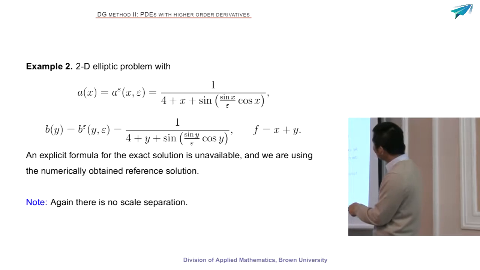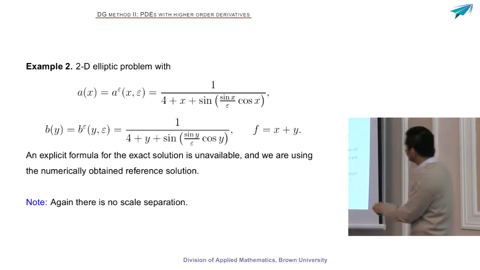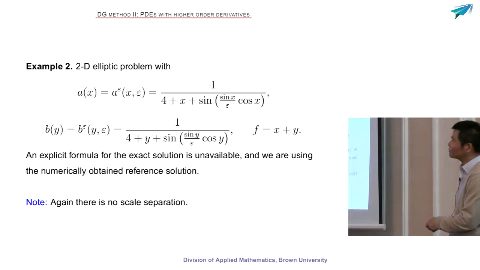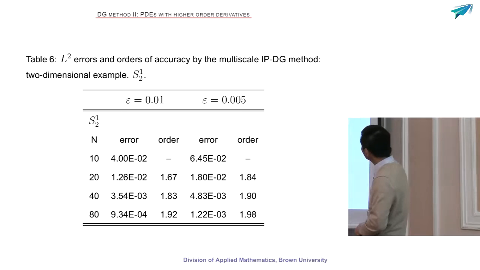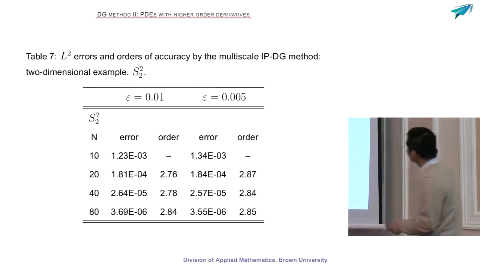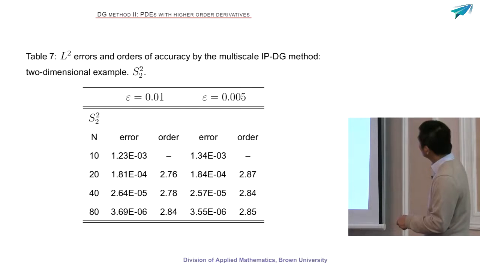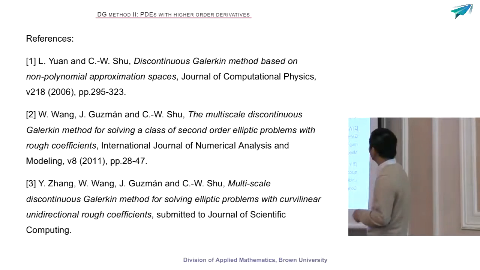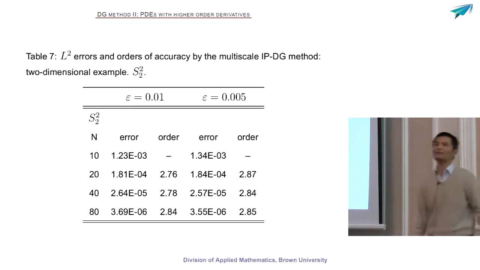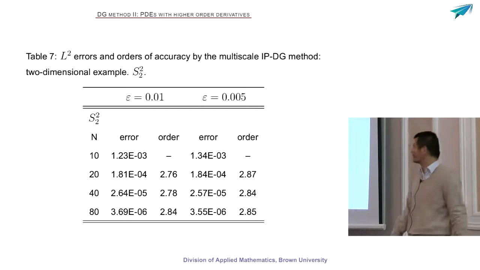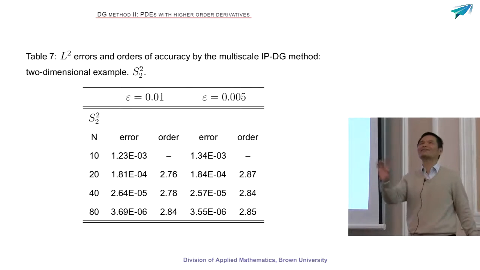So 2D with the same non-separable coefficients. Again, there's no scale separation because this is sine x over epsilon, sine y over epsilon. And here is S1. Here is S2. I think for this one, if I'm not mistaken, I don't have the exact solution, so I have to compute it, which restricts how far I can go in terms of accuracy, because it depends on the exact solution's resolution.